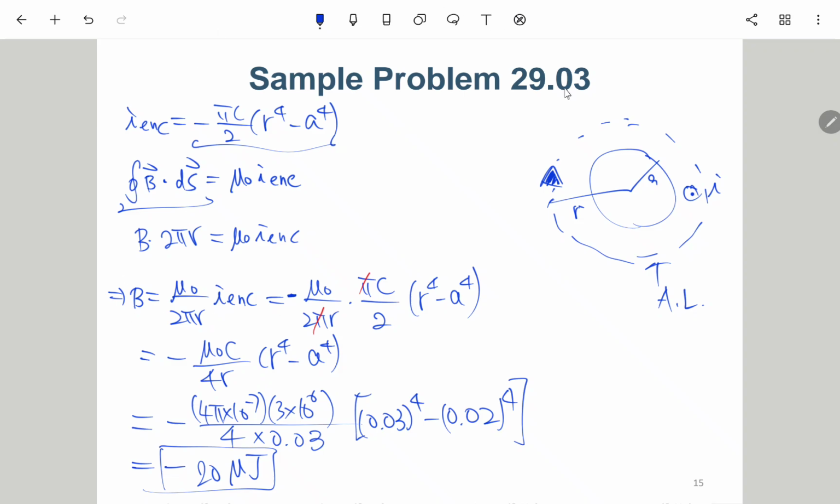And as much as the loop is in this direction, what we get is B is a negative value. So which means in that case B is counterclockwise. Okay, so B is counterclockwise.